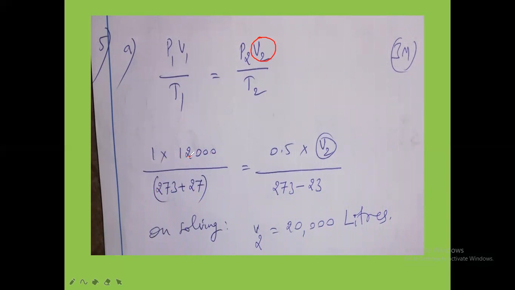P1 value is 1 atm, V1 value is 1200 liters, and T1 given is 27 degrees Celsius. We have to convert to Kelvin: 27 degrees Celsius plus 273 Kelvin. And P2 given is 0.5 atm. V2 we need to calculate, and the temperature given is minus 23 degrees Celsius plus 273, which gives the Kelvin temperature. On solving this, we get V2 equal to 20,000 liters.